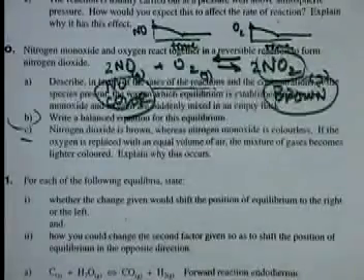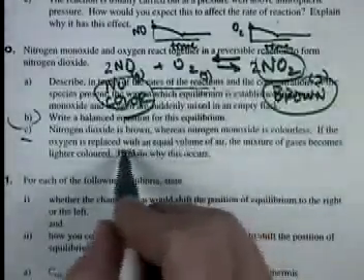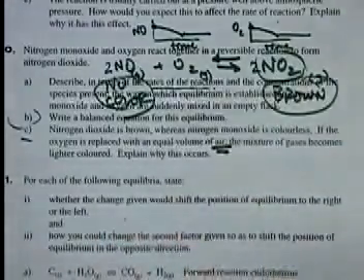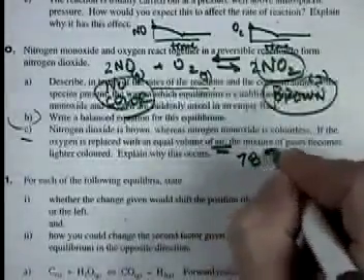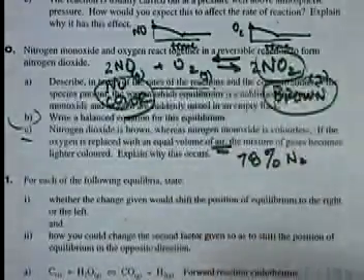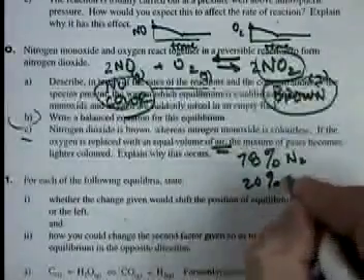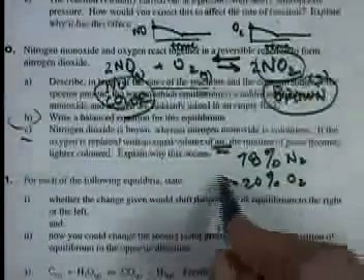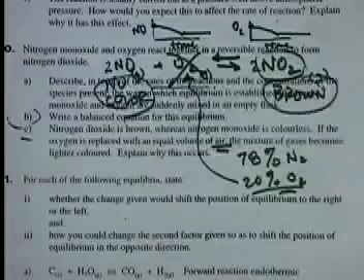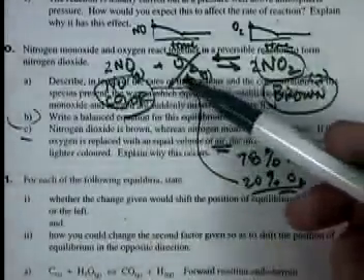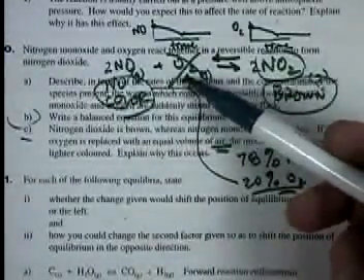Explain why this occurs. Well, we replaced it with air. What's air made out of? Well, air is about 78% oxygen? No, 78% nitrogen and about 20% oxygen, right? So in effect, what have we done to this? We've taken the oxygen away and replaced it with something that's the same volume, but now it's only 20% oxygen. Well, we've decreased the amount of oxygen in the system, right?